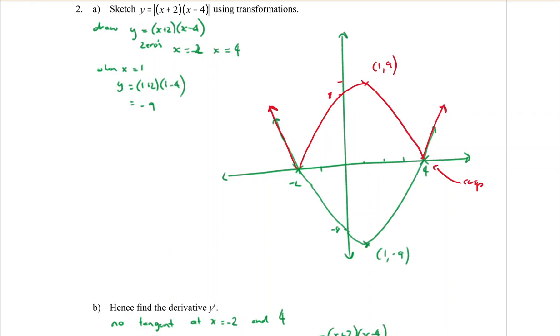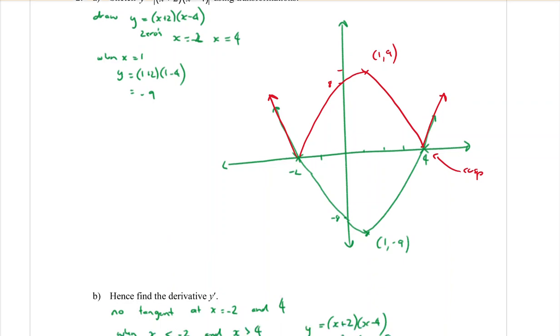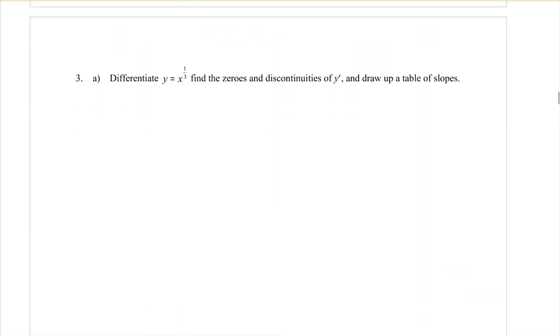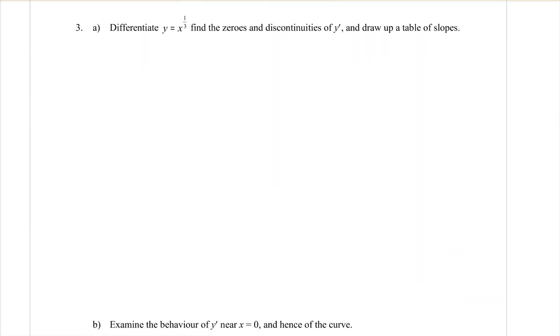Next page. We might have to continue this on Monday. Question 3. Differentiate y equals x to the 1/3. Find the zeros and discontinuities of y dash and draw up a table of slopes. Okay. If I want to find the zeros and discontinuities, the x to the power of 1/3 is the same as a cubed root of x.